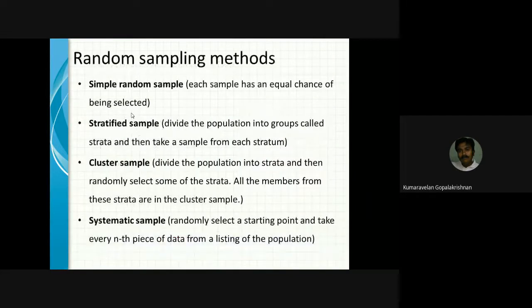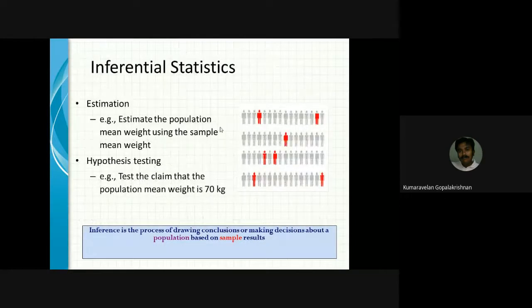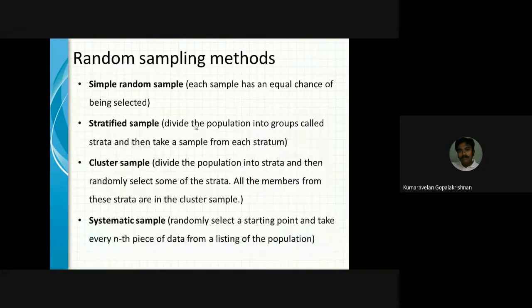So how to take a sample is a very, very important thing. Selecting the sample from the population is very, very important. There are several ways in which you can select the sample from the population. The most important one is simple random sample. That means each sample has an equal chance of being selected. There should not be any kind of priority in the population, right? All the samples are given equal priority. That kind of technique is called simple random sampling.